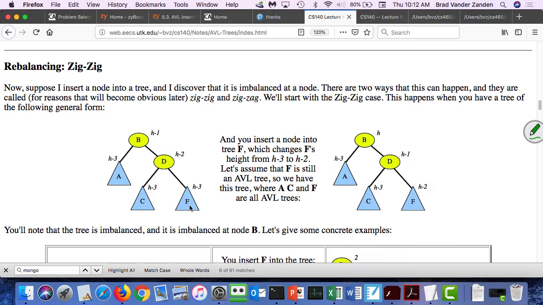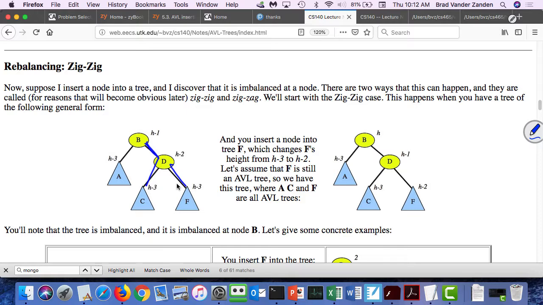So you're looking at the first two levels below the node at which the imbalance occurs, and all you care about is do you go in the same direction twice or do you go in opposite directions? If you go in the same direction twice, it's zigzag. If you go in opposite directions, it's zigzag. I'm telling you in this case it's a zigzag, so I know the insertion occurred in F. Now, the actual imbalance, however, is here at B.